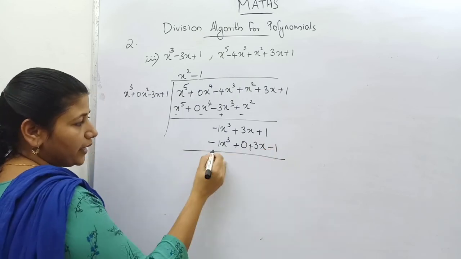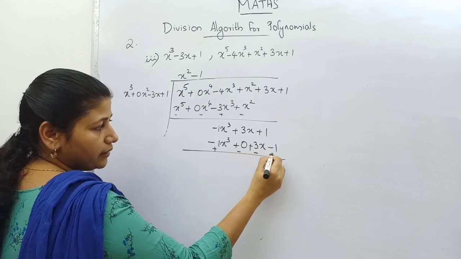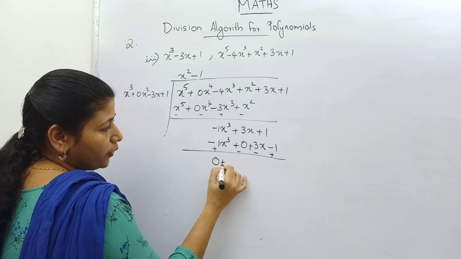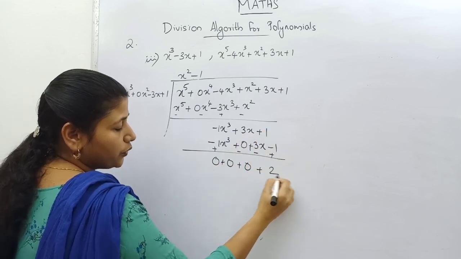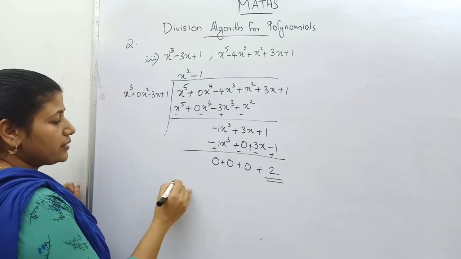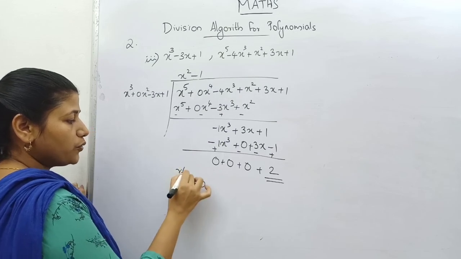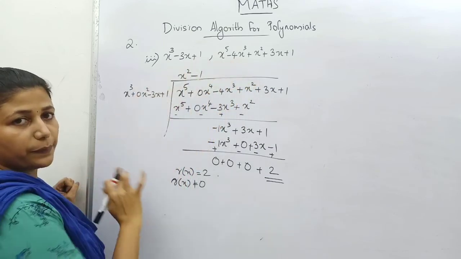Just subtract by changing the sign. It will be plus, this will be minus, this will be minus, and this will be plus. Here it is 0, also 0. 3x minus 3x is 0. 1 plus 1 is 2. So you will get the remainder as 2 and the quotient as x square minus 1. Since the remainder r of x is not equal to 0, r of x is 2, we can say that this is not a factor of this polynomial.